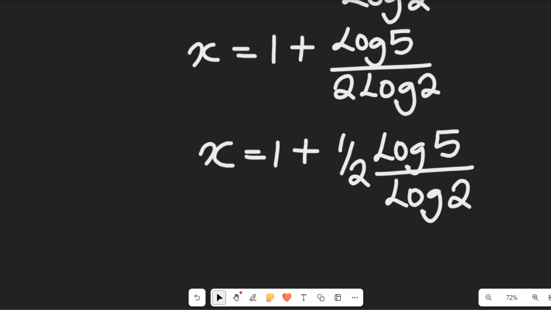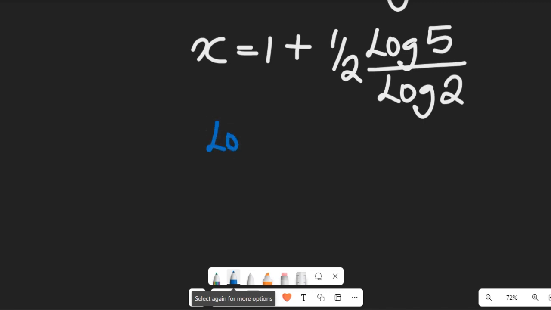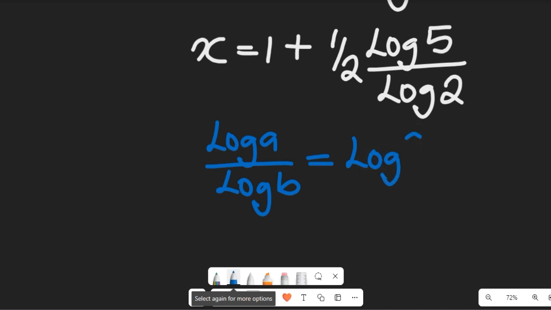Great. Now at this point, I can simplify using the log rule. Recall one log expression: if I have the log of A divided by the log of B, this log rule says that this can be equal to the log of A base B. Why? The denominator becomes the base, the numerator becomes the log.